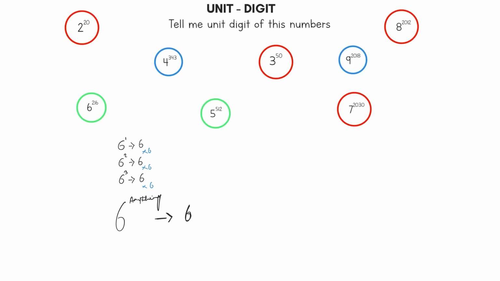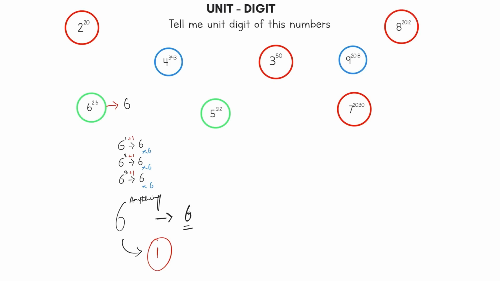So 6 raised to 1 crore, the unit digit will be 6. So 6 has a cyclicity of 1, which means after every 1 power the unit digit gets repeated. So 1 plus 1 is 2, 2 plus 1 is 3, 3 plus 1 is 4. Always 6 raised to anything, you can say the unit digit will always be 6.